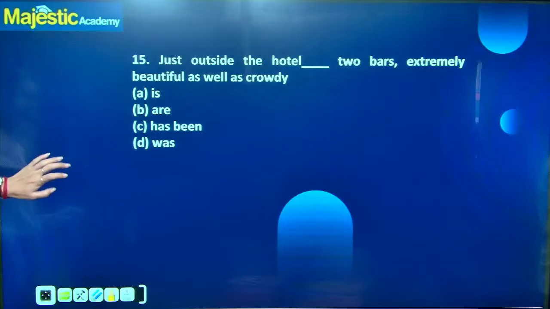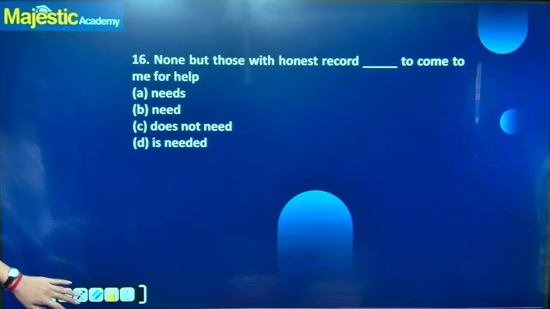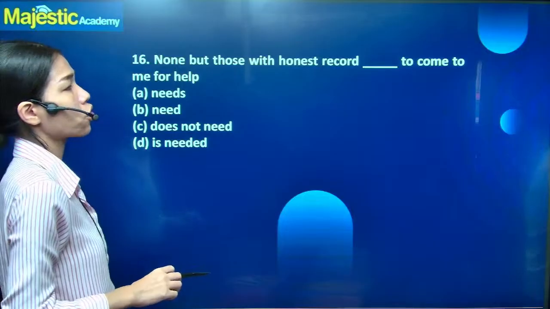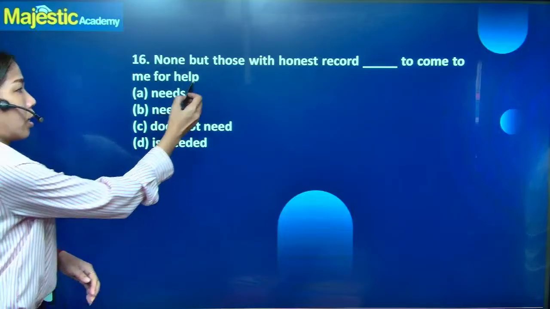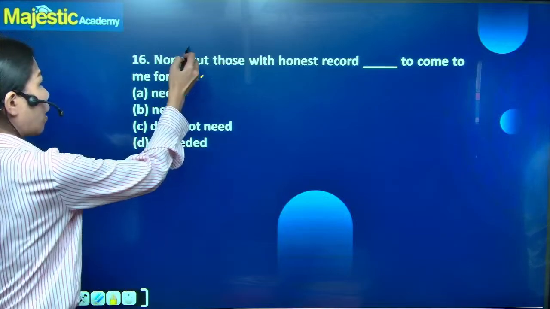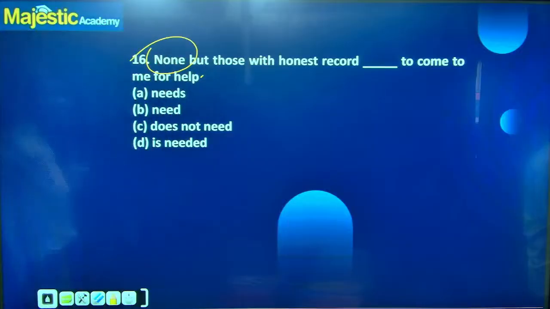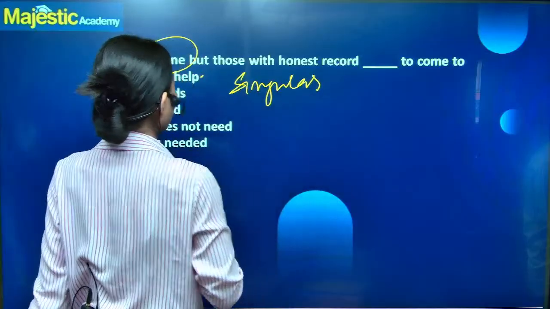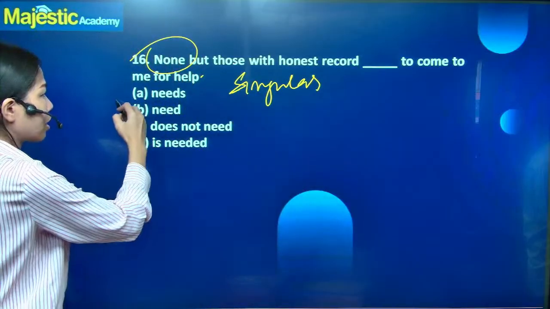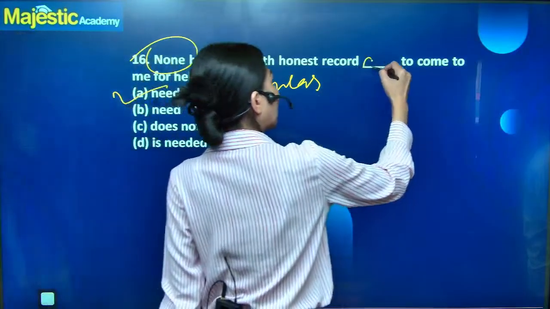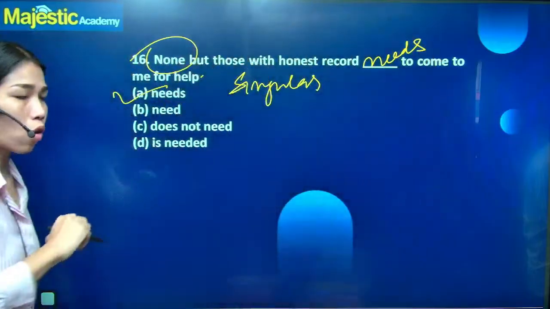Question number 16 says, "None but those with honest record dash to come to me for help." Again I will tell you a trick for this type of question. The question starts with "none". So none means nobody, so again we need an option which is singular in characteristic. So it has to be singular. If we see the options, we have only one option that is singular, that is option number A. So the answer should be: none but those with honest record needs to come to me for help.